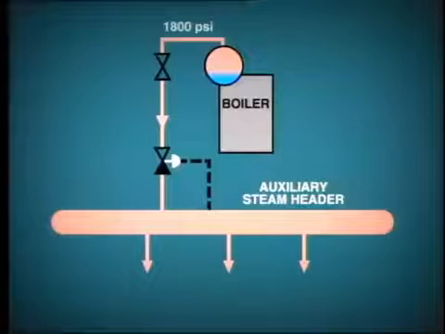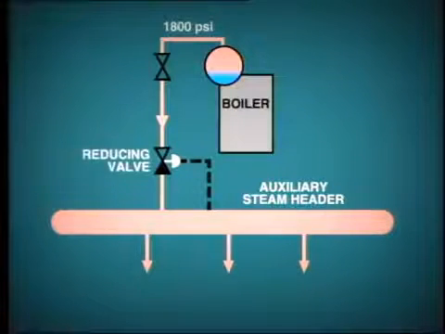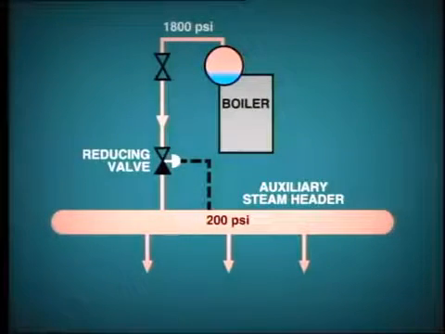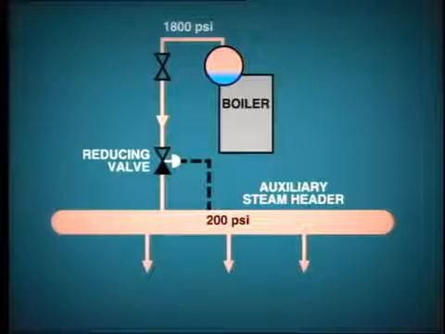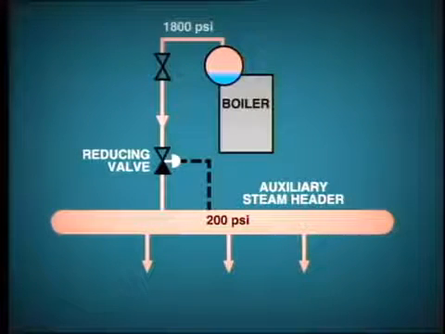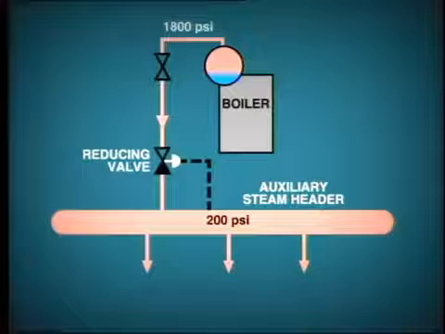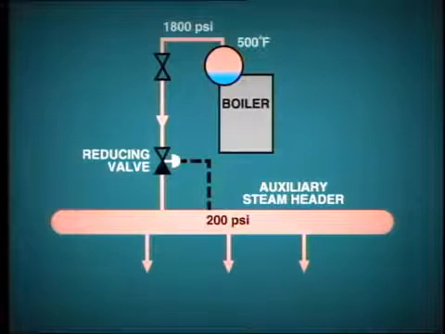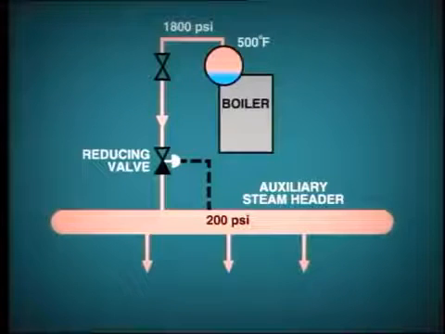Well, one common method is to use saturated steam from the boiler drum. This feeds through a reducing valve to provide steam at about 200 psi on the auxiliary steam header. Other boilers may also be selected to provide auxiliary steam to the header. The use of saturated steam from the drum is quite adequate, as its temperature of about 500 degrees Fahrenheit will provide sufficient superheat at the lower pressure.